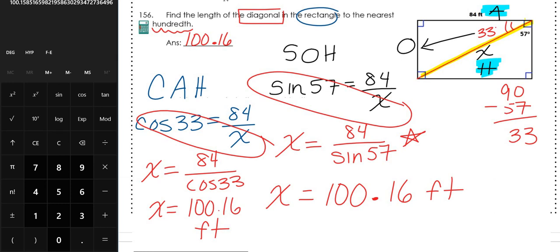I could use either this triangle here, or I could use this triangle here. But if I use the second triangle, the one that's up top, I have to first solve for this angle by subtracting 57 from 90. Okay, so we did two different ways for this one, which is great. As long as you recognize it's trig, I think you would have done fine. Let's keep moving on.